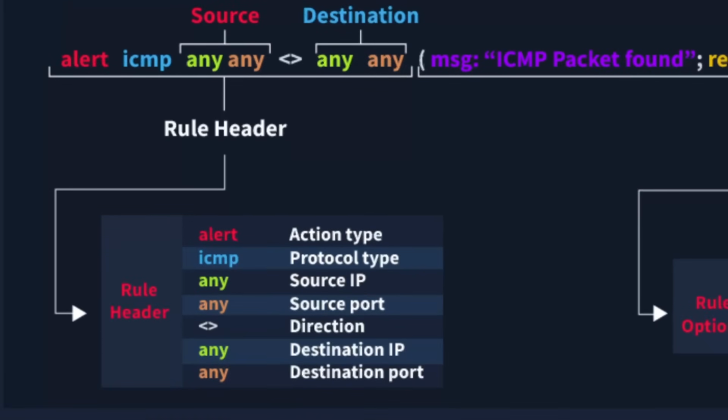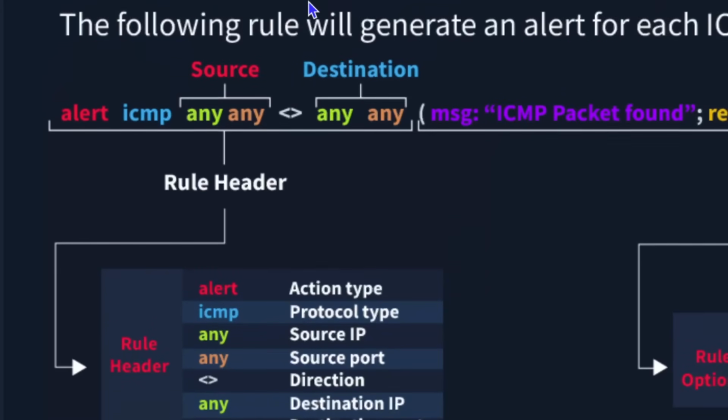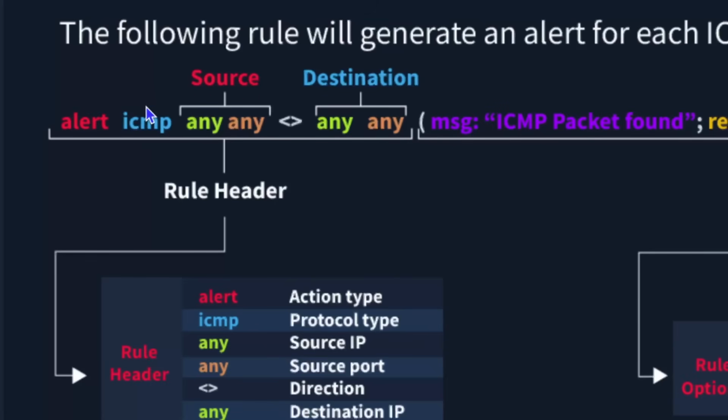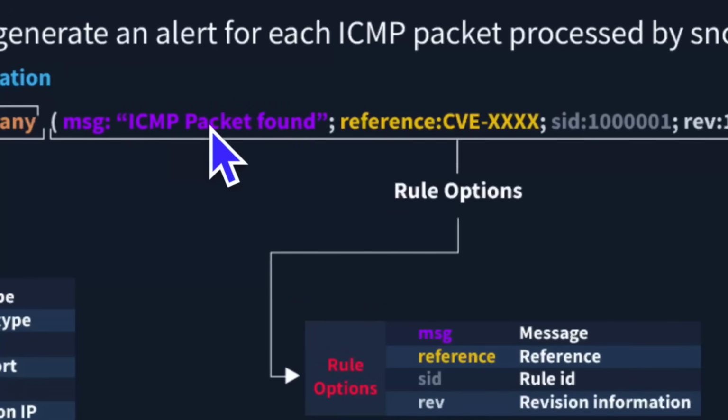So if we look at this right here: alert, ICMP, any source port, any source IP in either direction to any destination IP and then any destination port is going to trigger this. As long as it's an ICMP packet or protocol, then it's definitely going to trigger this. And then the message that's going to pop up is, ICMP packet found.